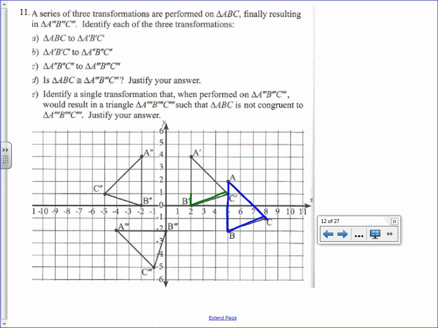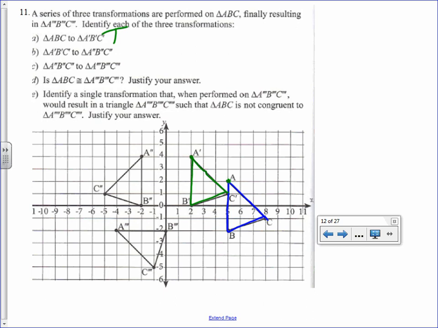Well, you have to identify what type of transformation it is for starters. It's a slide. It's a translation. Now, be specific. Understand the pre-image does not have the prime. So you're starting at A, and you're going to A prime. You have to go in that direction.